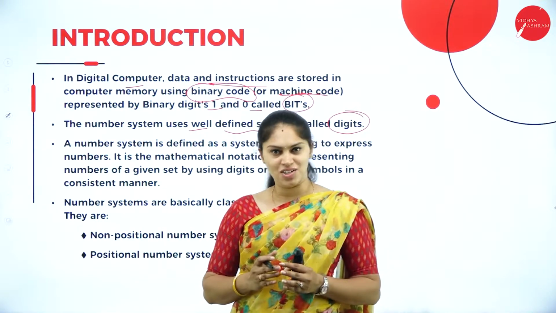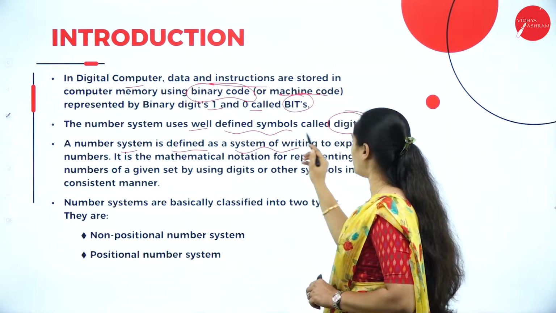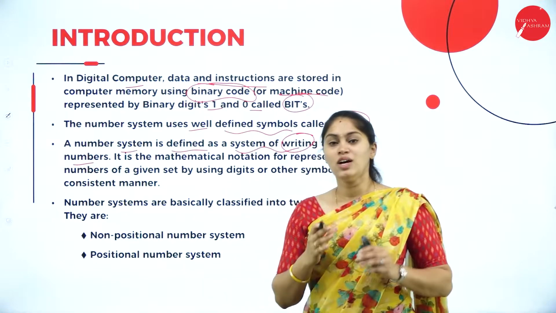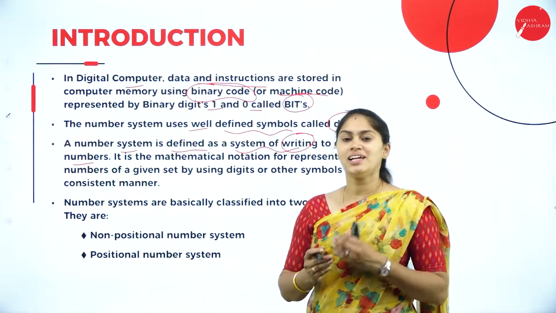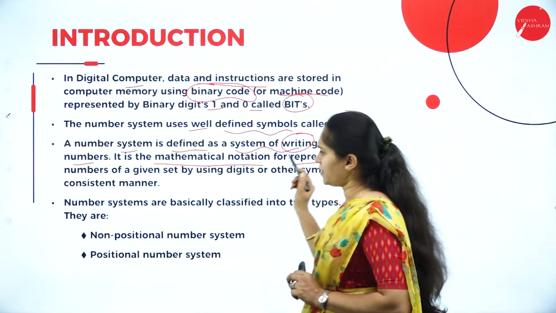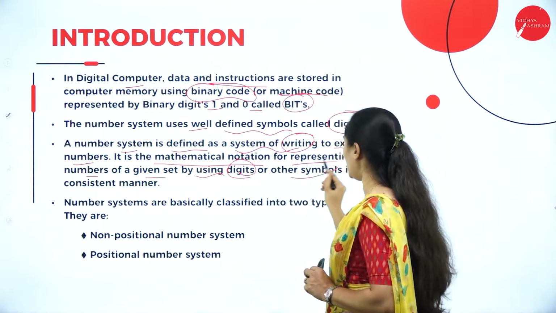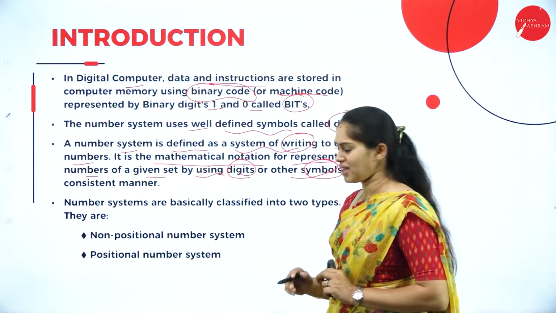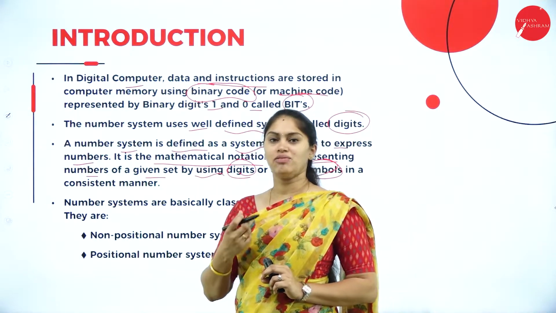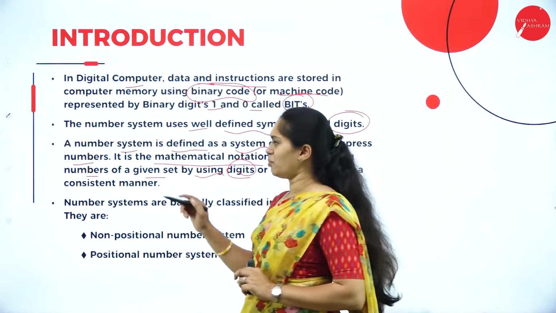Then what is the definition of a number system? A number system is defined as a system of writing to express numbers. We are expressing numbers with a certain system, and we call it a number system. Along with that, it is a mathematical notation for representing the numbers of a given set by using digits or any other symbols. By making use of symbols or digits, we represent the number, and we call that mathematical notation a number system. Very, very important question.